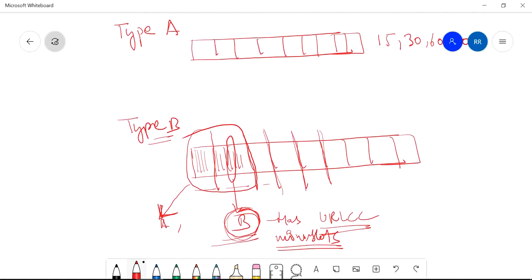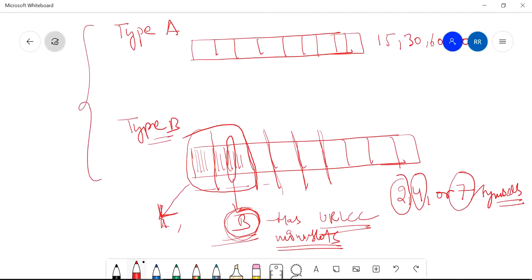So a mini slot can be 2, 4 or 7 symbols. The size of the mini slot could be 2 OFDM symbols, or 4 OFDM symbols, or 7 OFDM symbols. Okay, this is one more difference between LTE and NR.